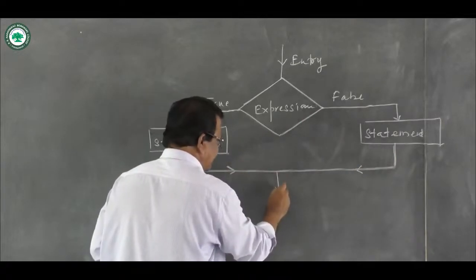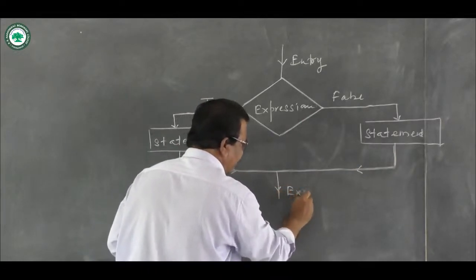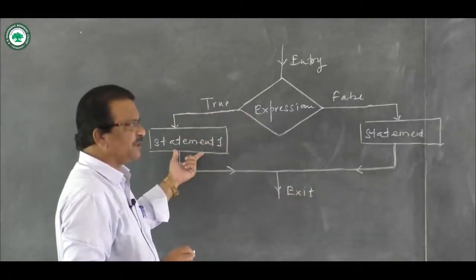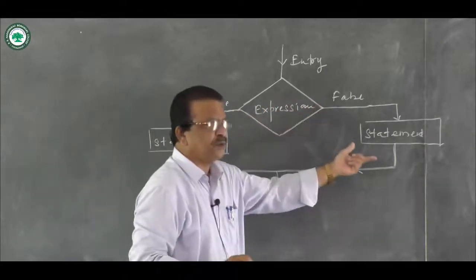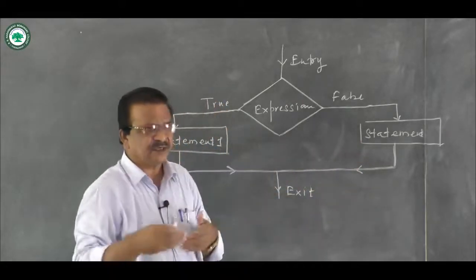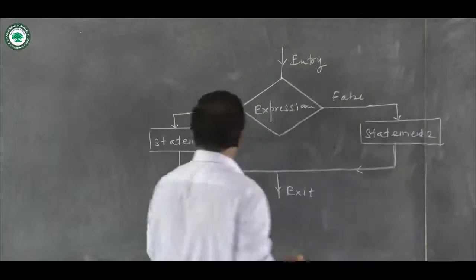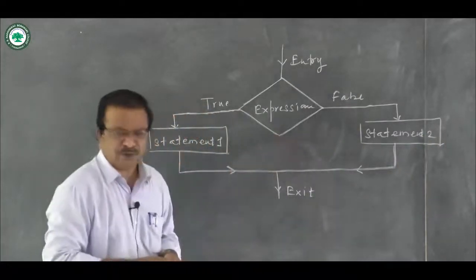And the control comes out. Here is the exit of control. If true, then statement 1, otherwise statement 2, and the execution continues from the statement immediately after statement 2.